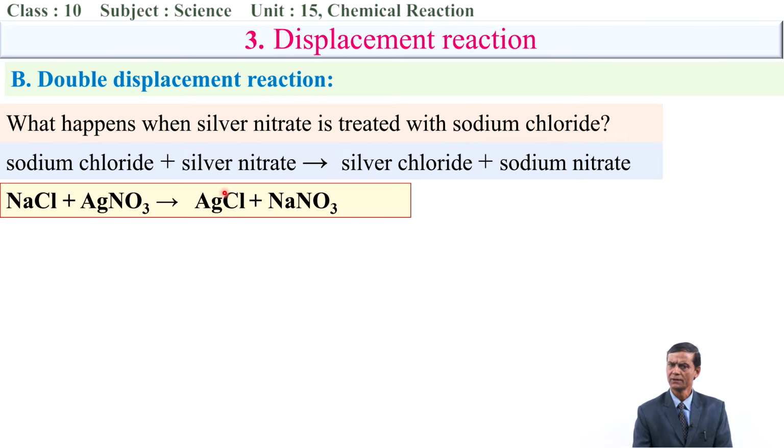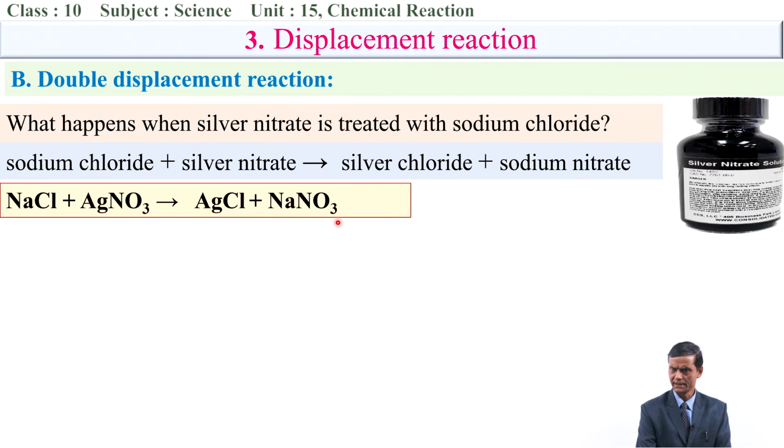It gives what product? AgCl plus NaNO3. Dear students, look at how the ions are displaced or replaced. This is silver chloride, which is stored in a dark colored bottle because silver chloride is affected by light, isn't it? So it needs to be protected from the light, so it is stored like this.